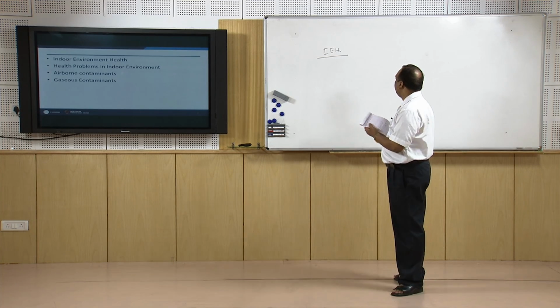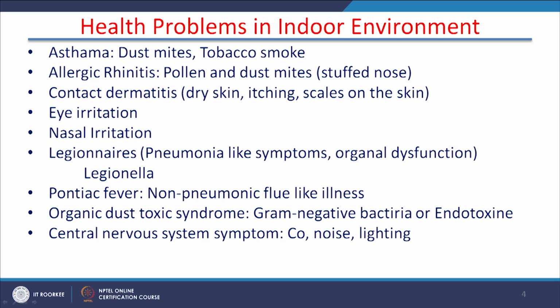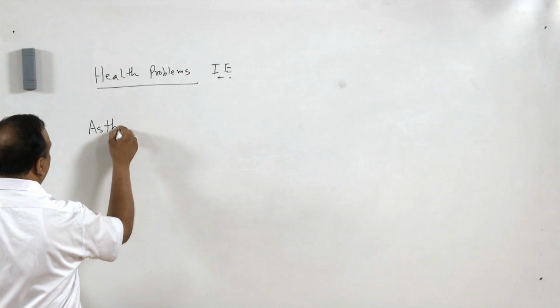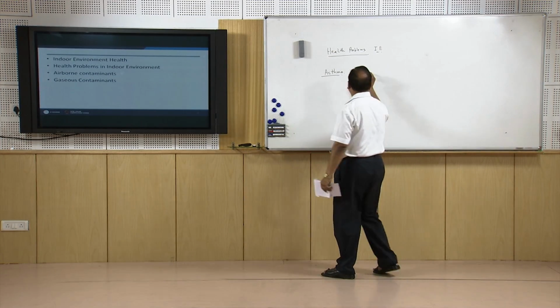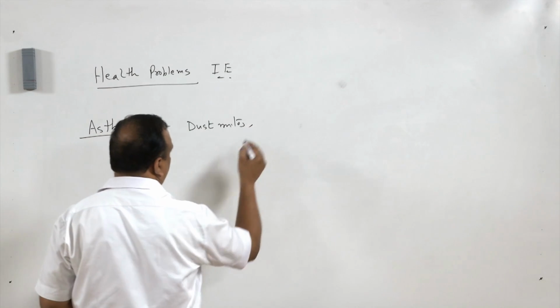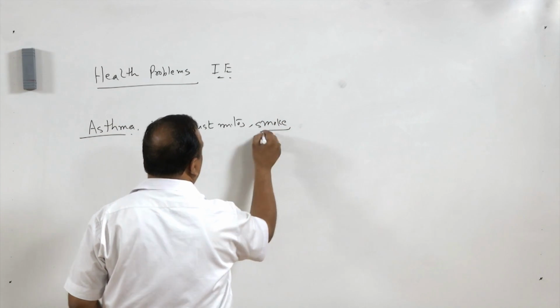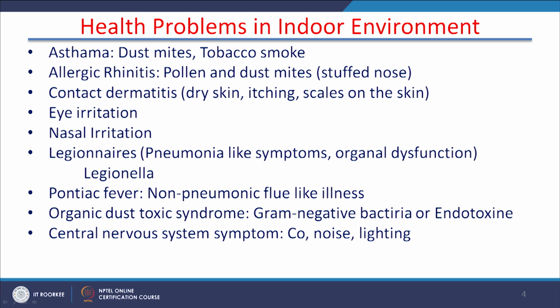Now, we should understand health problems in the indoor environment. The most common indoor environment health problem is asthma. Asthma is normally due to dust mites and tobacco smoke. So asthma is one of the problems which comes in the controlled environment.